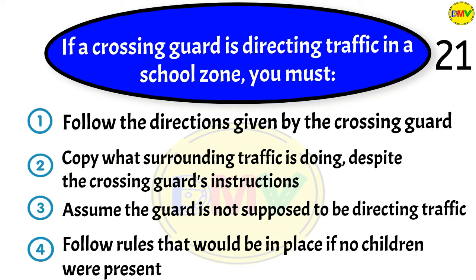Question 21. If a crossing guard is directing traffic in a school zone, you must: 1. Follow the directions given by the crossing guard. 2. Copy what surrounding traffic is doing, despite the crossing guard's instructions. 3. Assume the guard is not supposed to be directing traffic. 4. Follow rules that would be in place if no children were present.